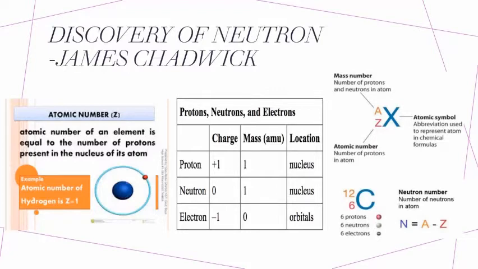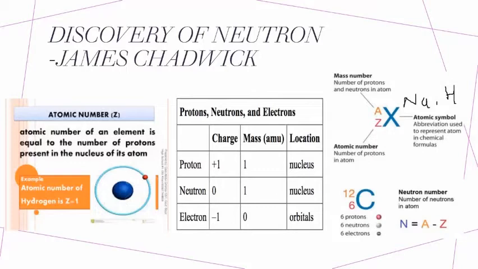So this A here represents the mass number, which is the number of protons and neutrons in an atom, and X here represents the atomic symbol. Like you can take sodium or hydrogen. So this is the atomic symbol. And Z represents the atomic number, which is the number of protons in an atom. For hydrogen it is 1, and for sodium it is 11.